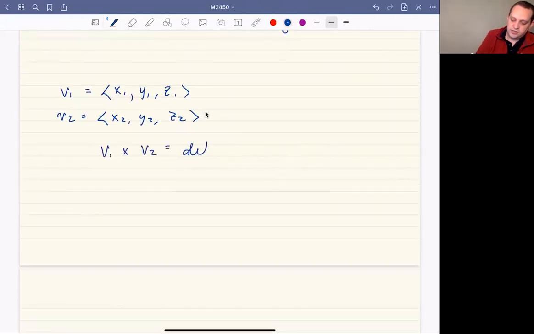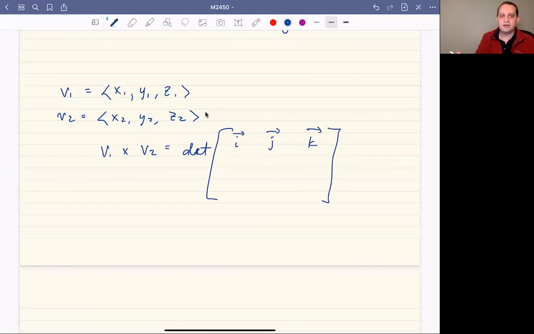And the way that you do it is actually you take the determinant with the unit coordinates i, j, k. So these are the unit vectors in the x, y, and z direction. And then you put in the vectors v1 and v2, so x1, y1, z1, x2, y2, z2. In this case, the top row is a little different than the other rows, because the top row consists of vectors, and the second and third rows consist of the components of the vectors. So you usually expand along the first row, but this is finding the determinant.